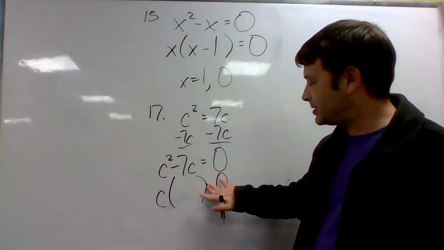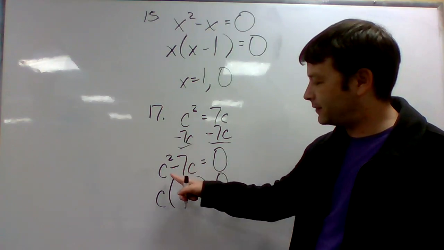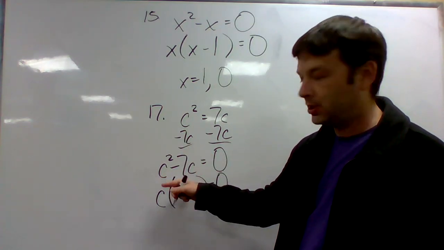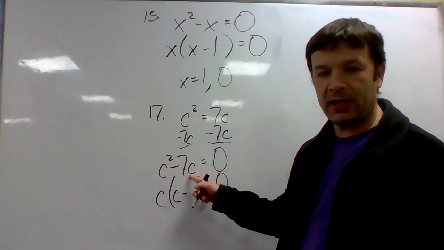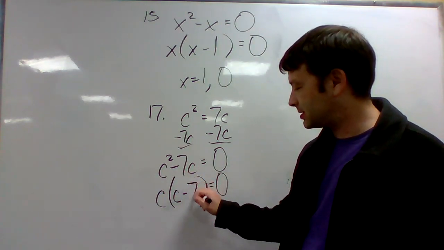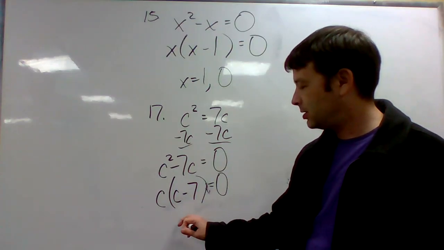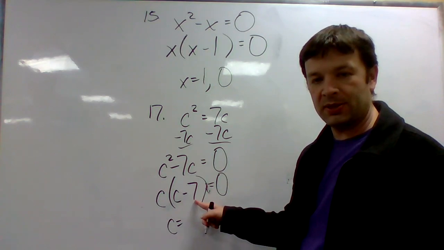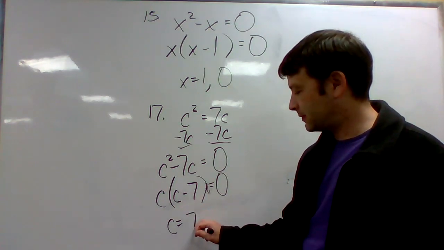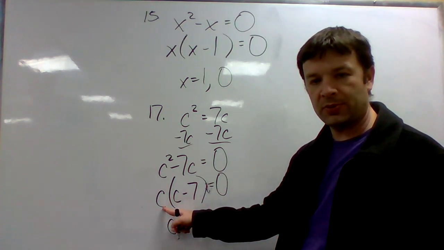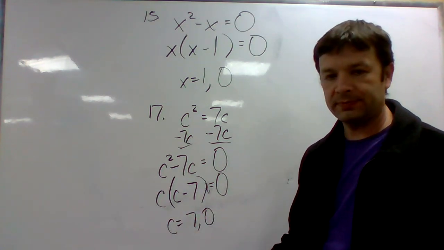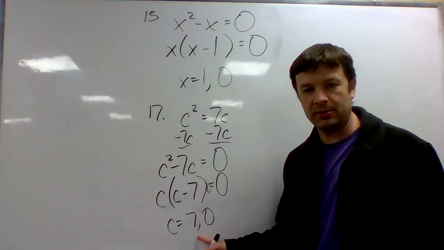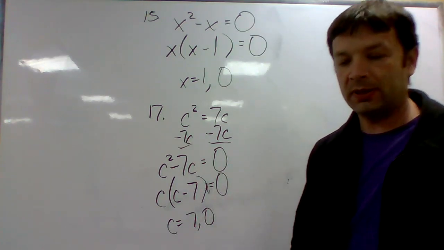If I take a c out, what is left? Remember, when I'm taking something out, I'm actually dividing it out. There would be a c left there, and 7c divided by c is 7. Okay? What value could I put in for c to make this a 0? 7. And for this one, 0. Anything outside the parentheses makes 0 one of the answers. So it's very similar to 15.